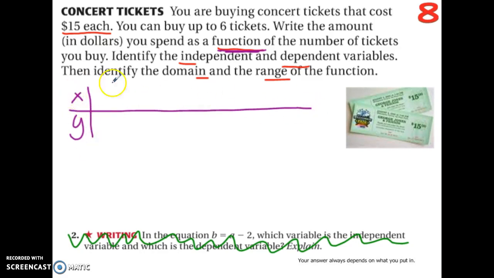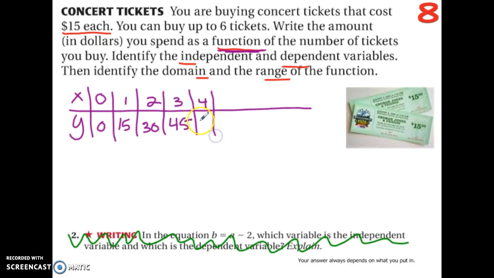So plugging in our equation, we could plug in the number of tickets. So we could plug in a 0. If I'm buying 0 tickets, well, it's not going to cost me anything. If I buy 1 ticket, it's going to cost me, well, they're $15 each, so $15. If I buy 2 tickets, another $15 would be $30. 3 tickets would cost me $45. 4 tickets would cost me $60. 5 tickets would cost me $75. I'm just adding $15 each time. 6 tickets would cost me $90.